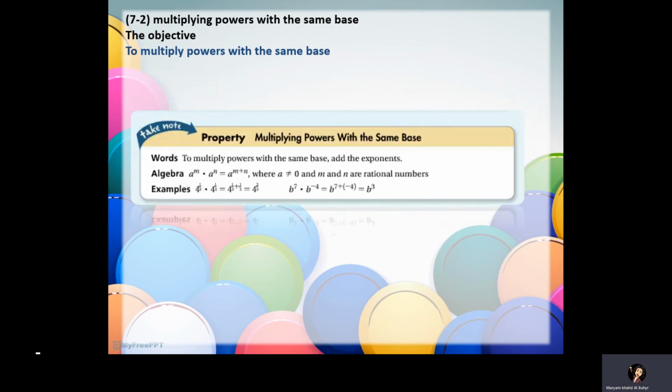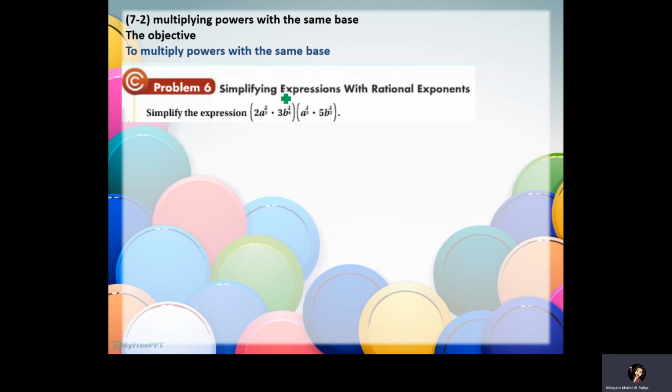So here we have multiplying powers with the same base, which is just review. If you have A and A, just add their powers. Here is an example, just repeating. Now simplifying expressions with rational exponents. In the previous part we did the same thing, but the powers were not fractions like this. So we have to focus on that.